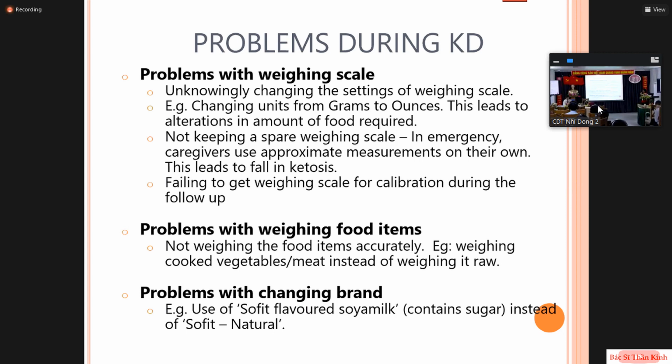Next is problems with changing the brand. An example would be use of Sofit flavored soya milk. I told you about Sofit earlier. That's a commonly used soya milk brand in India.